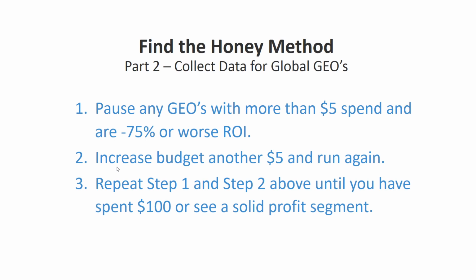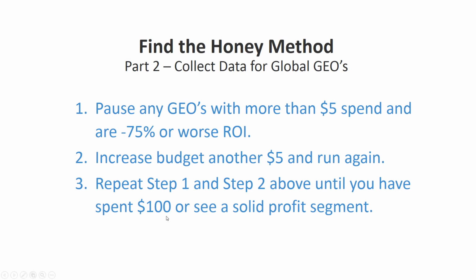Now, if the geo has spent $5 and it shows signs of life, like it has potential, I usually still pause it and go ahead and start diving into the details of it and set up a new campaign. So you don't have to keep running traffic to something that's already working. Just go ahead and move that to its own campaign and let the rest of your test budget go to the other geos that you're still trying to test.